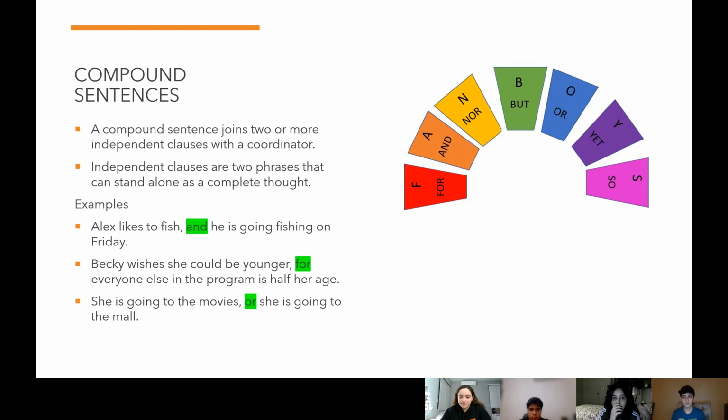Compound sentences. A compound sentence joins two or more independent clauses with a coordinator. Independent clauses are two phrases that can stand alone as a complete thought. Examples: Alex likes to fish and he's going fishing on Friday. Becky wishes she could be younger, for everyone else in the program is half her age. She is going to the movies or she's going to the mall. Here we use the FANBOYS that are for, and, nor, but, or, yet, and so. And in the examples we use and, for, and or.